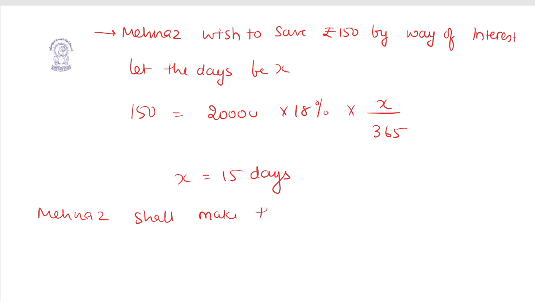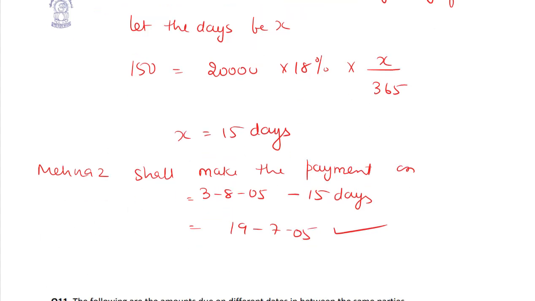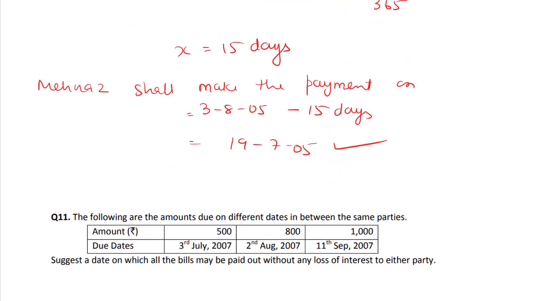Mehnaz shall make the payment on 3/8/2005 minus 15 days before, so 19/7/2005. If she makes payment on 19th July 2005, she'll be able to save interest of 150 rupees. I believe you understood. Let us move ahead.